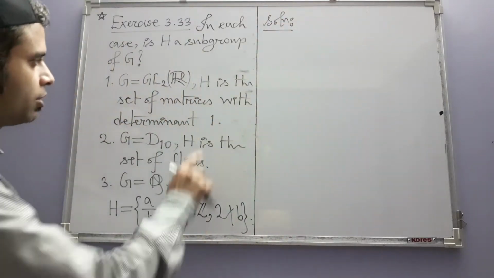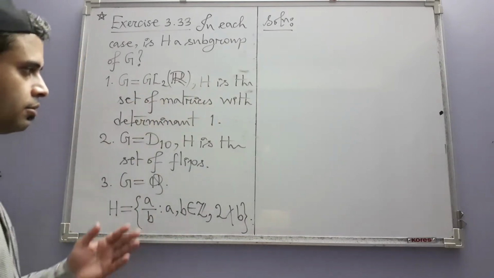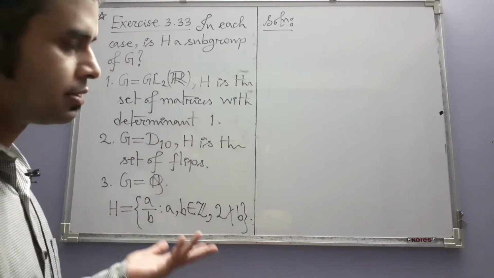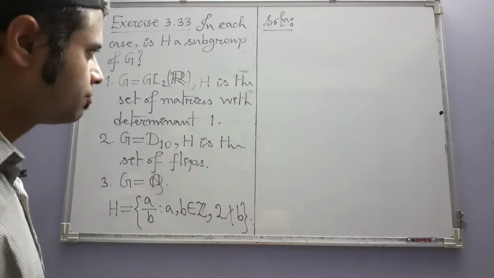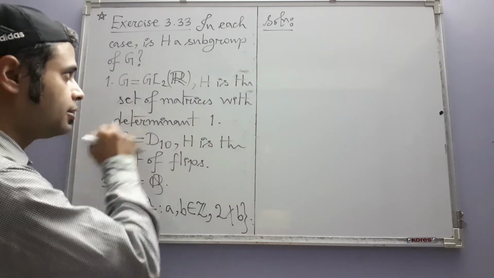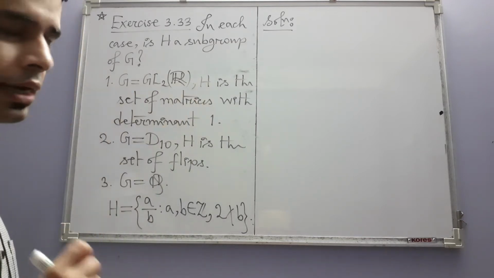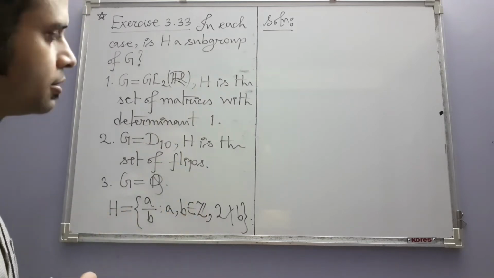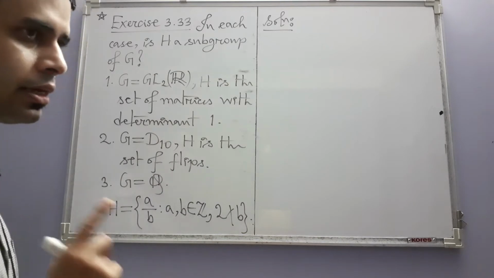So we need to figure out whether this H is a subgroup of G. In the first case, H is in fact a subgroup of G. To prove that, we need to show three things. First, the identity element of this group is in H. That means the identity element, which is the 2 by 2 identity matrix. We need to show that that matrix is an element in H. That is the first thing.